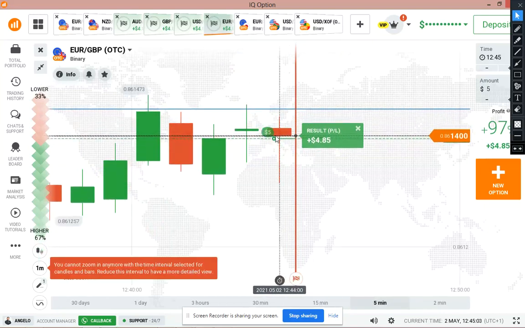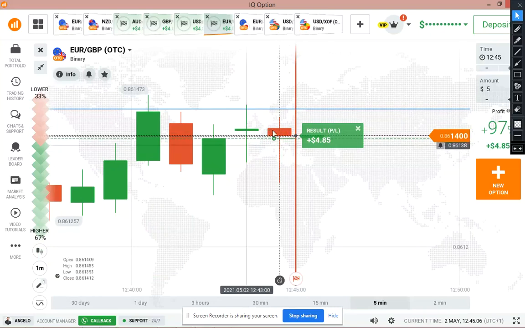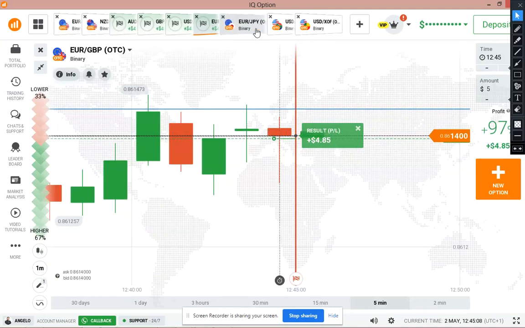Okay, that was my luck. The market did not form a green candle, but because of my entry, I won the trade.